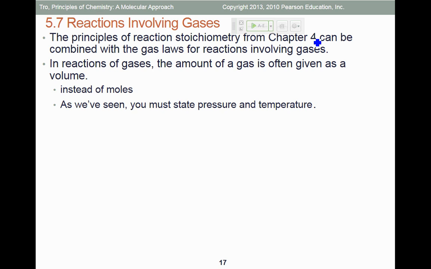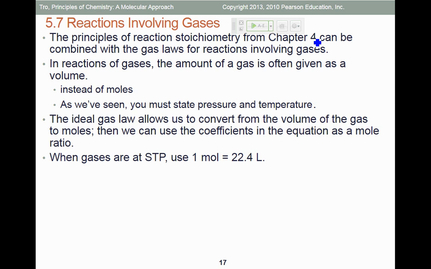This is nothing new. In reactions of gases, the amount of gas is often given as a volume instead of moles, but we can use our pressure and temperature to calculate that to moles. We've already done that. The ideal gas law allows us to convert the volume of a gas to moles, and then we can use coefficients in the equation to figure out percent yield, to do all the same things that we do with any other reaction that we've talked about, including combustion and our precipitation reactions that are aqueous dissolved. So we are still applying the same thing.